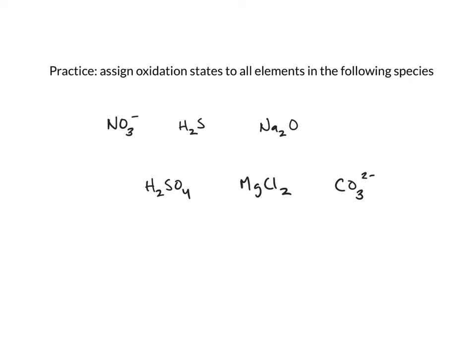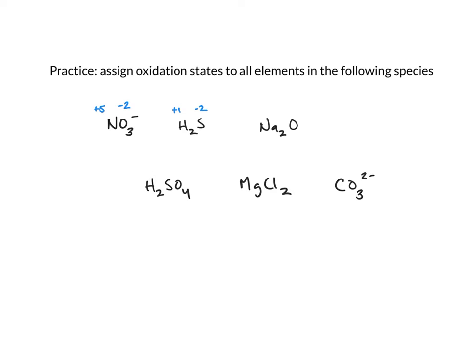Okay, so let's take a look at these. If I have NO3 minus, remember oxygen when it's in a compound is going to be -2. That's -6. The total overall oxidation state has to be -1, which means the nitrogen is +5. Hydrogen is +1, which means the sulfur has to be -2.